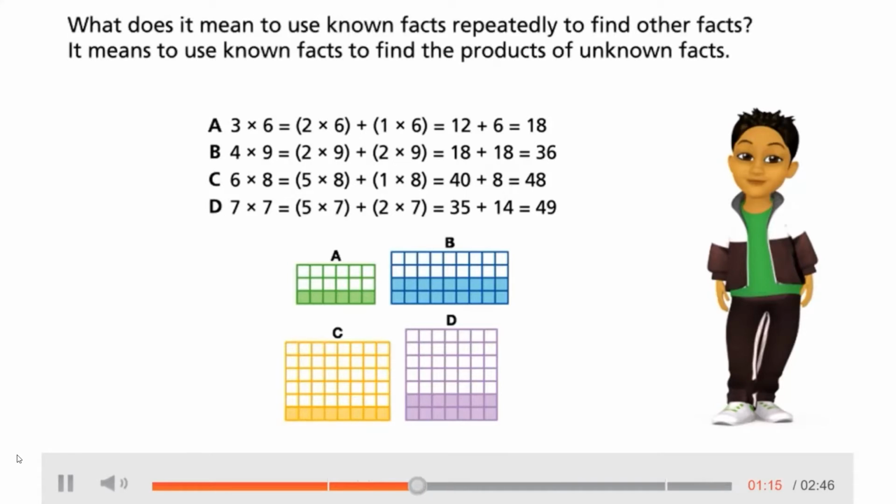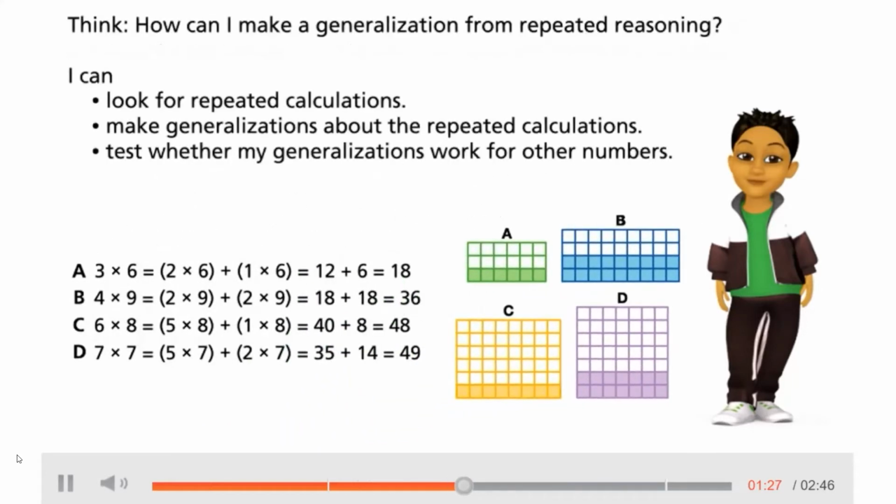What does it mean to use known facts repeatedly to find other facts? It means to use known facts to find the products of unknown facts. Think, how can I make a generalization from repeated reasoning? I can look for repeated calculations. I can make generalizations about the repeated calculations. I can test whether my generalizations will work for other numbers.